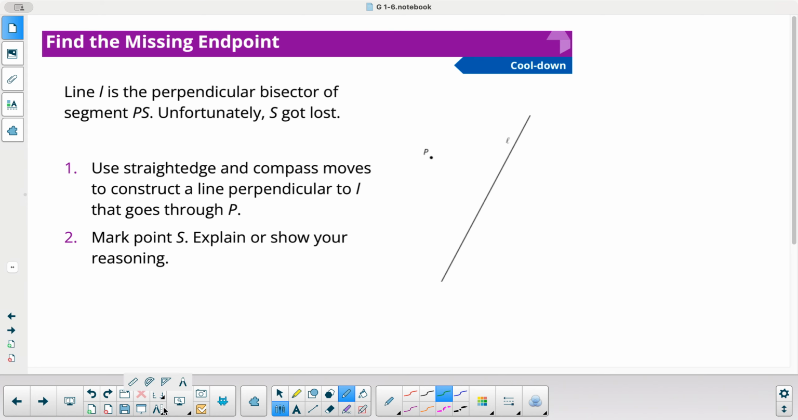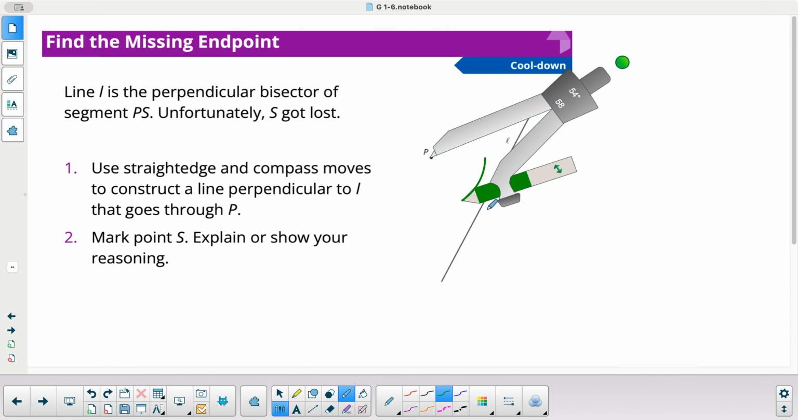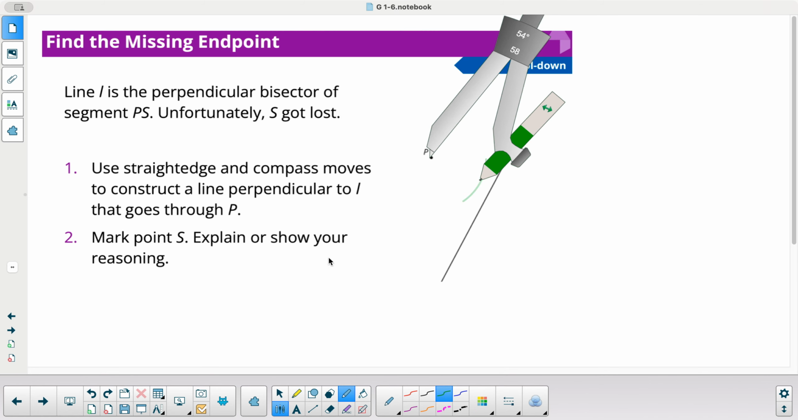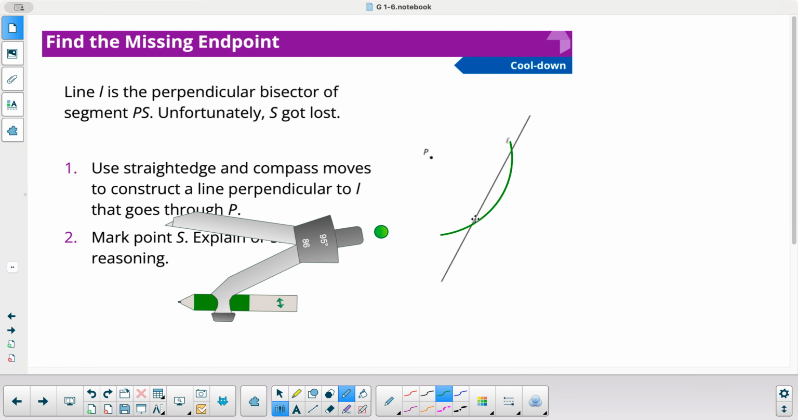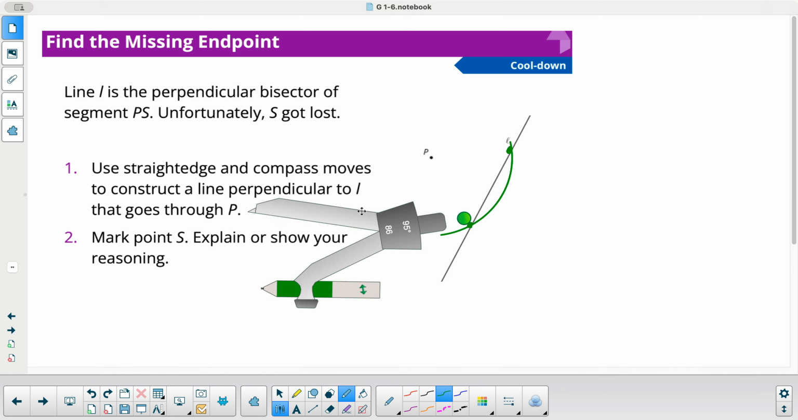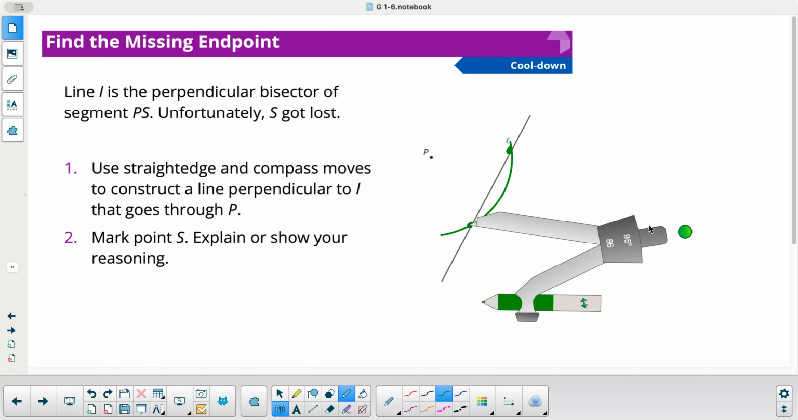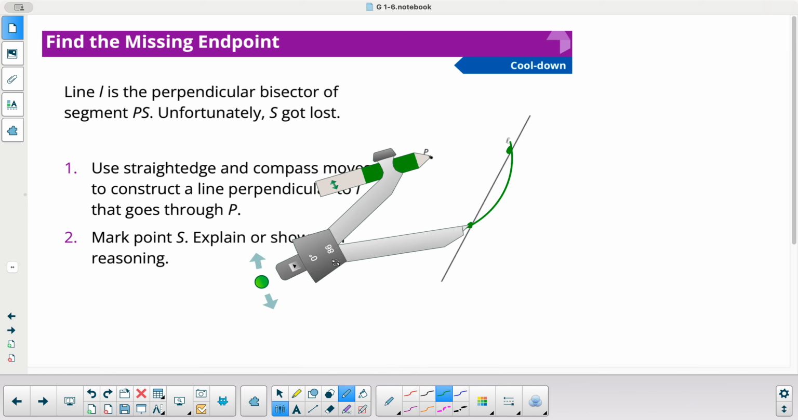So I'm going to get a compass here. So I start by making a circle any size. That's not big enough because it doesn't intersect. Just need to intersect twice. And I mark these points. And then make sure you measure this length. It should still be the same.